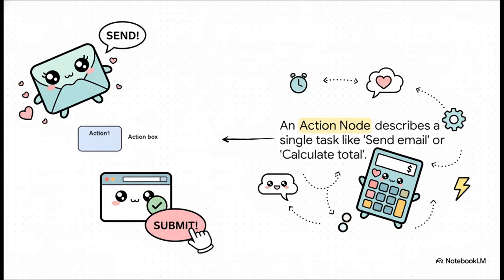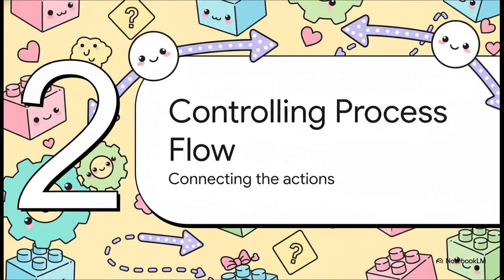And here's what it looks like in the wild. It's just a simple box with rounded corners, and inside you write a clear description of one single task. You know, something like send email or submit form or calculate total. See? Simple. Okay, so we've got our Lego bricks, our actions. But a pile of bricks isn't a castle, right? We need to know how to connect them to actually create a logical flow.